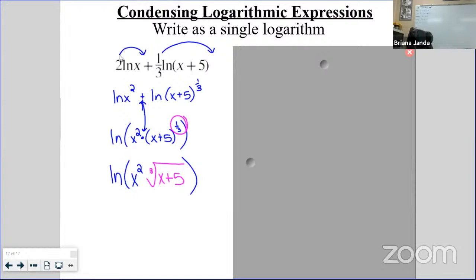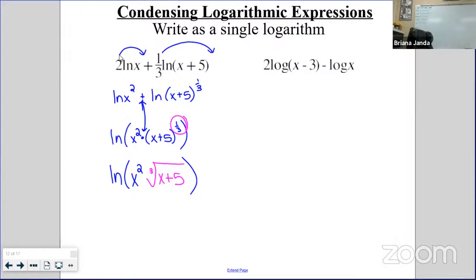Okay. Still good? Try this one on your own.